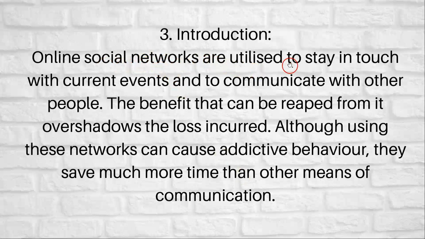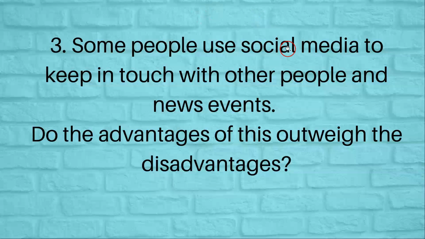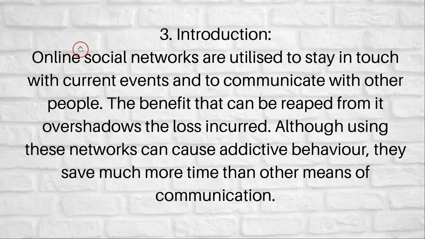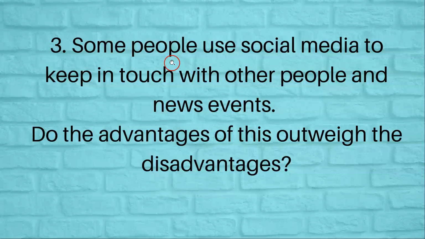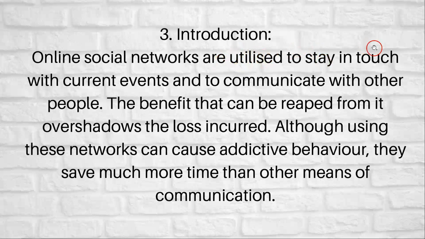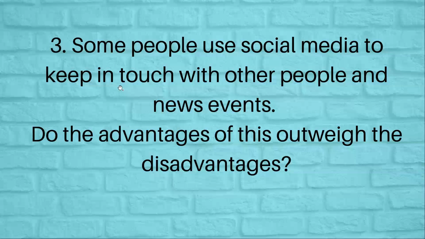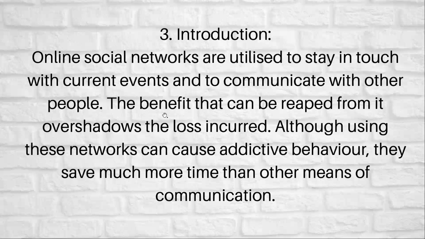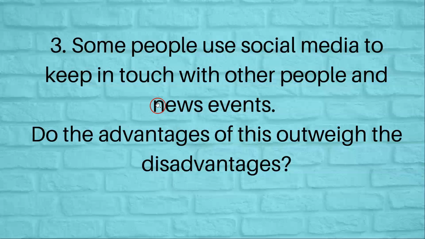Online social networks are utilized to stay in touch with current events and to communicate with other people. So online social networks. What was the question? Which term was used? Social media. Instead of social media, we are using online social networks. Instead of "some people use," we are using "are utilized to stay in touch with current events." Current events, news events. And to communicate with other people, keep in touch with other people. So this is how we have paraphrased the question.